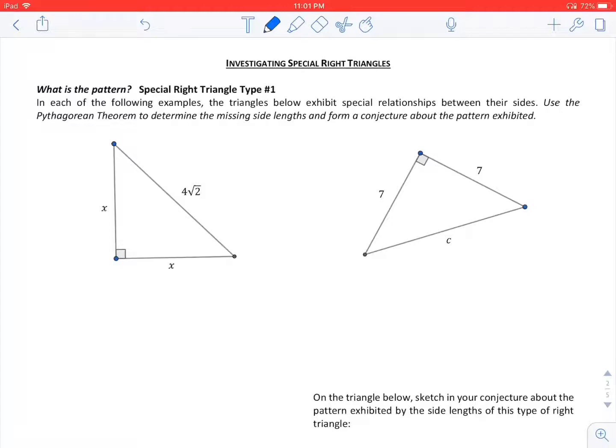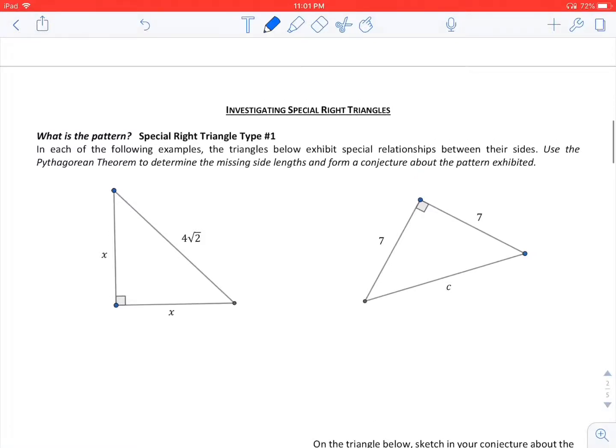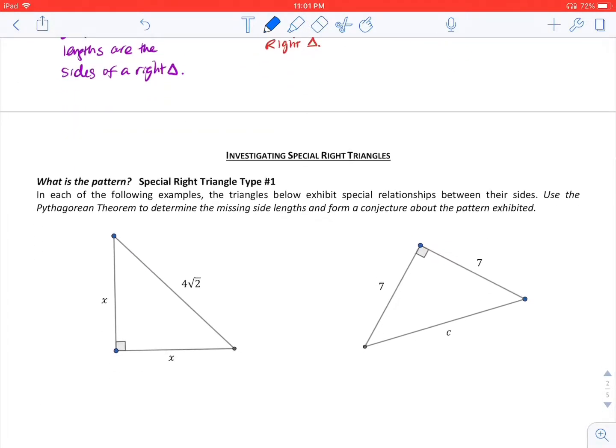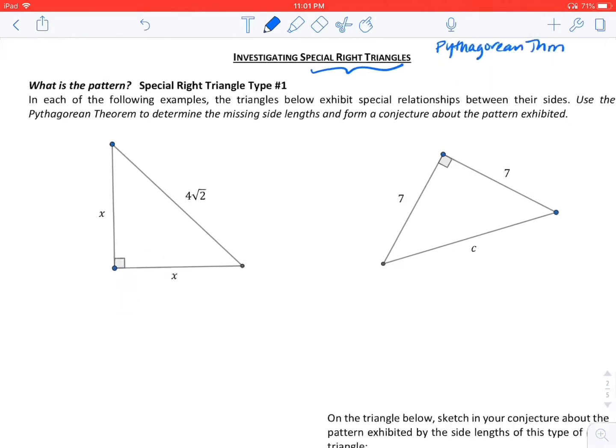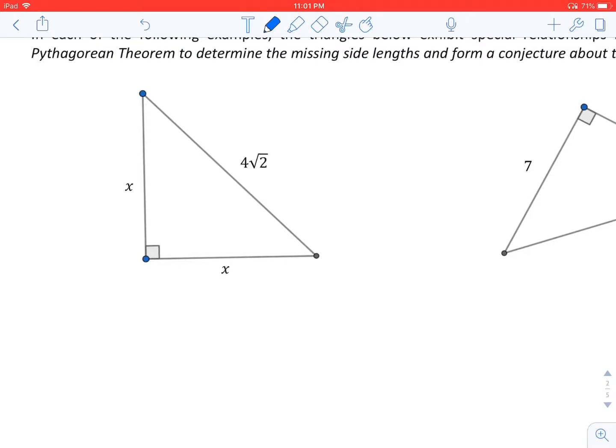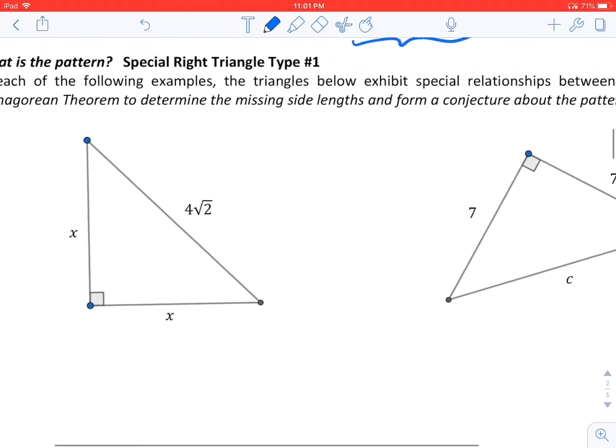Hey y'all, in this second video, I guess it's the third video, our objective here is to study a little bit about what are called special right triangles. They're special because we're using the Pythagorean theorem to develop one particular relationship among the side lengths of this triangle, and it's fundamentally related to the angles. So let's just go for it.